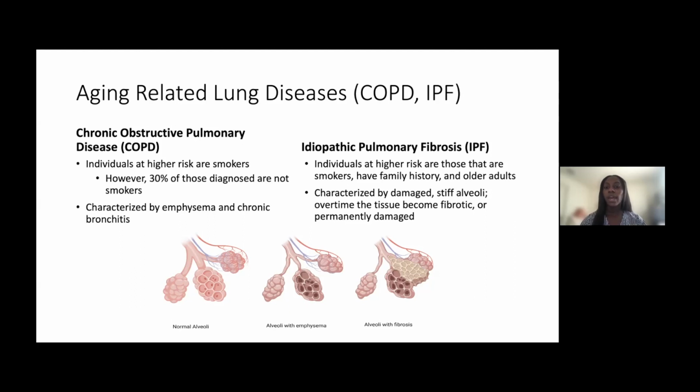IPF, or idiopathic pulmonary fibrosis: those who are smokers are also at higher risk, but if you have a family history and if you're an older adult, you are susceptible. This is characterized by damaged and stiff alveoli, and because the tissue becomes so damaged over time, it becomes fibrotic.